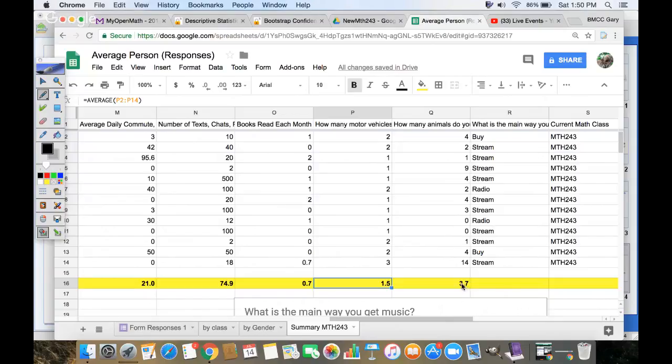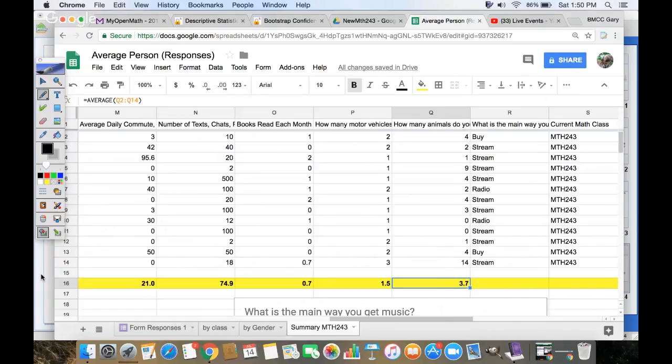That doesn't make sense, right? So what we could say is the average in this case means that on average people in this class have 3 or 4 animals, more likely 4 than 3. So we could round that up there. And so we have to be careful about interpreting these numbers and not just stating them sometimes.